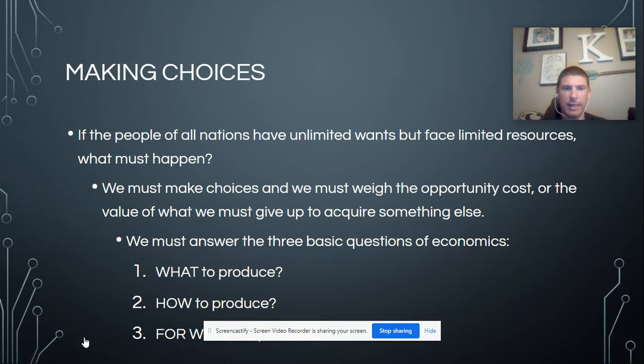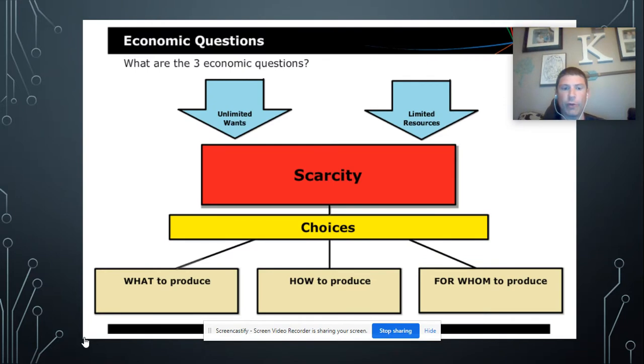And I really like this. There's an illustration coming up here in the next slide, I think. But there are these three questions that really have to be answered by all economies, and that is what to produce, how to produce it, and for whom it's going to be produced. And so you can see those three questions down here at the bottom.